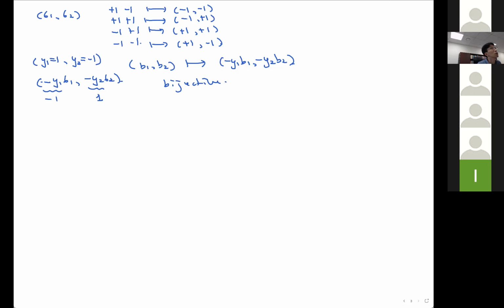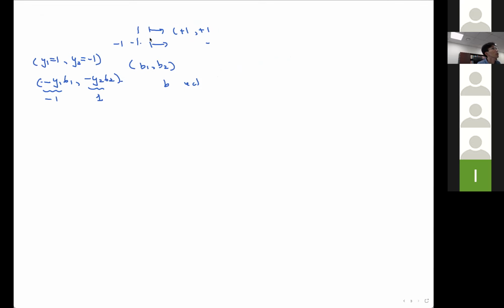So now let's move to the next part. Now we're going to introduce something called the growth function. That's the third point.